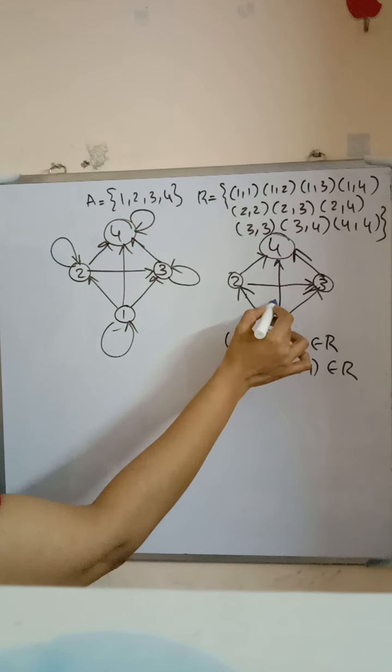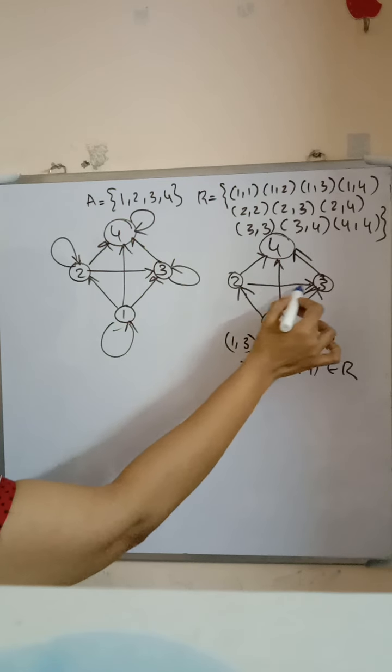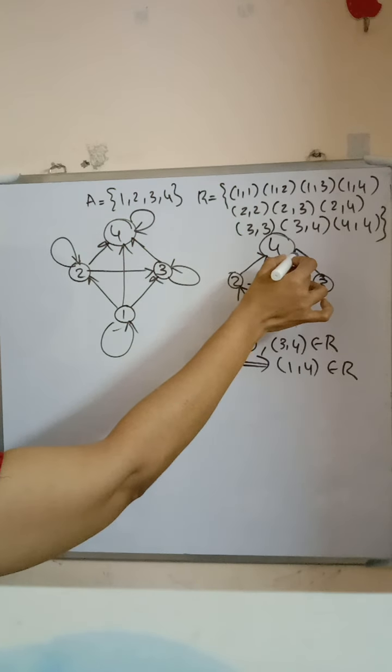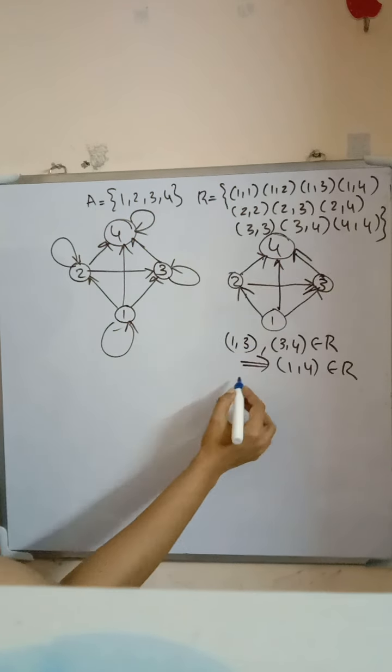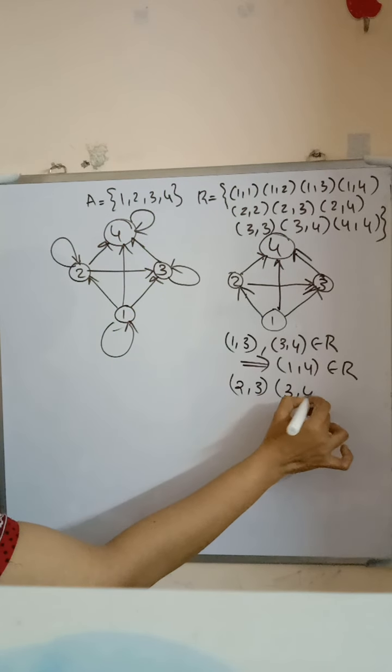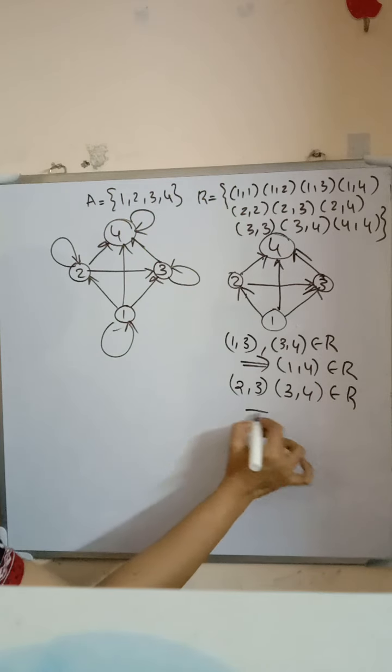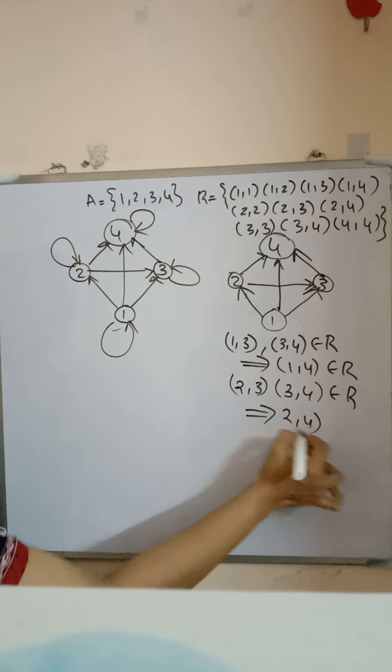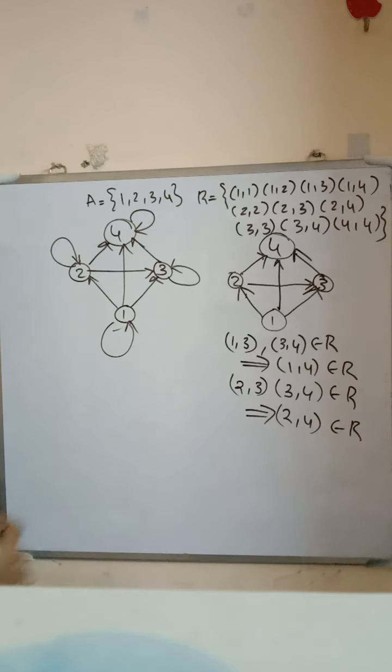Also, (2, 3) and (3, 4). So (2, 4) belongs to the relation. (2, 3) and (3, 4) belong to R implies (2, 4) belongs to R. Okay.